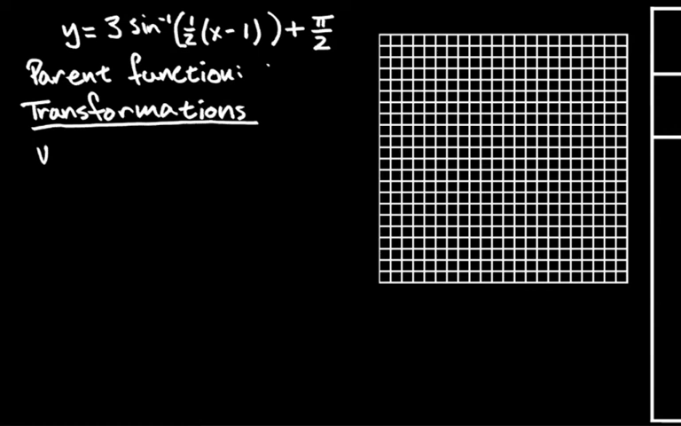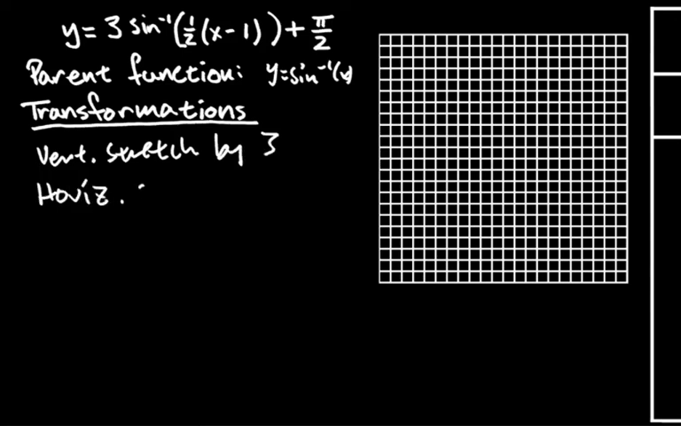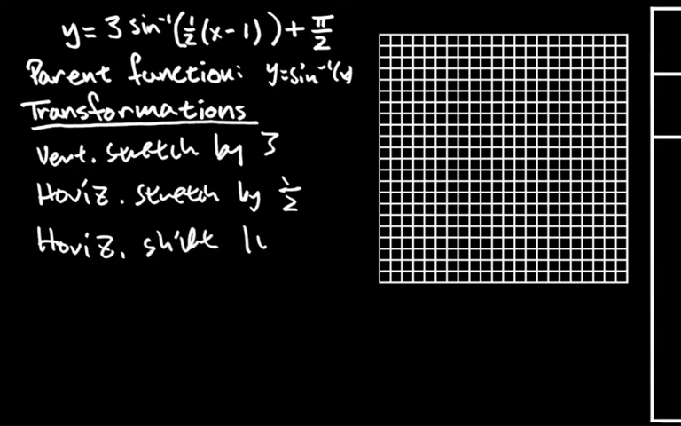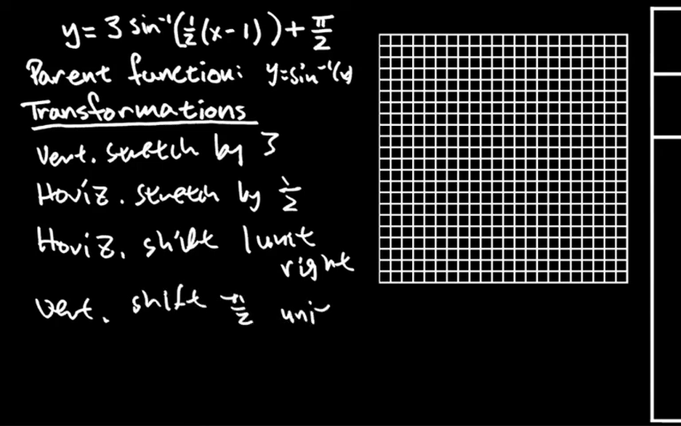Parent function, we get sine inverse of x. Alright, the 3 gives us a vertical stretch by 3. The 1/2 gives us a horizontal stretch by 1/2. And then the -1 gives us a horizontal shift 1 unit right. And then the pi over 2 gives us the vertical shift pi over 2 units up.